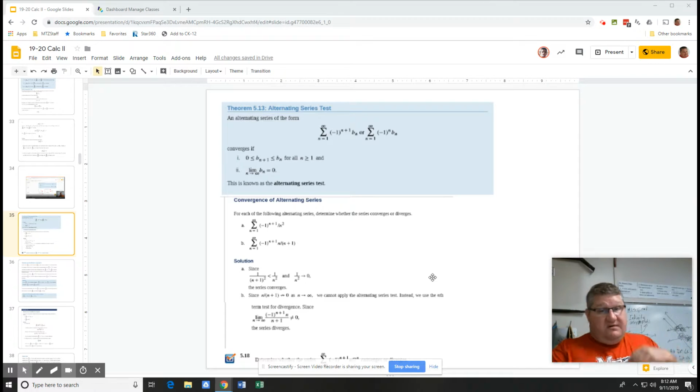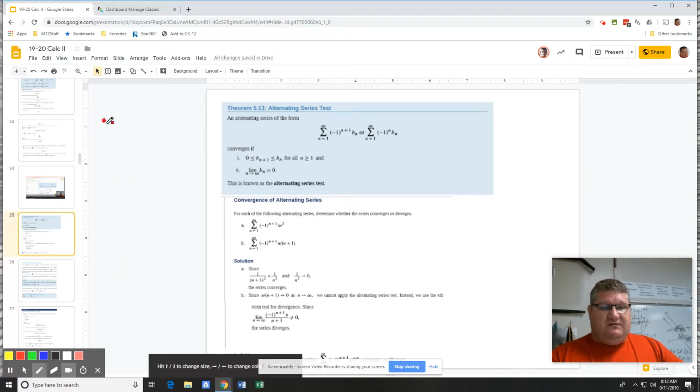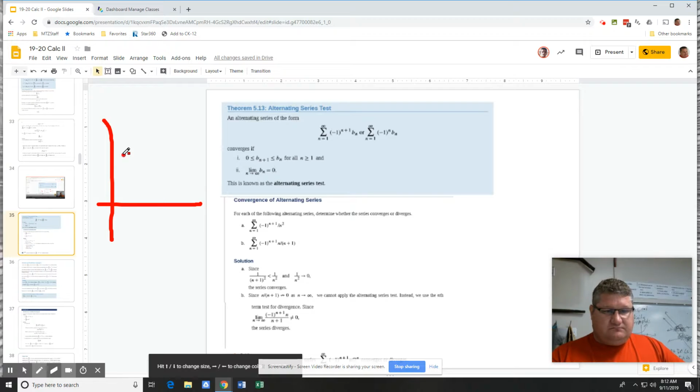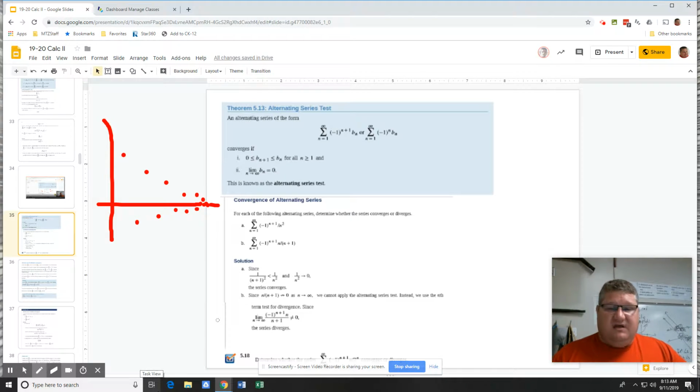Okay, so we've done comparison and limit comparison. Now let's go on ahead and do alternating series. Now, ladies and gentlemen, here's alternating series. If I have some sort of series that looks kind of like this. Okay, it's alternating because it goes positive, negative, positive, negative, positive, negative.